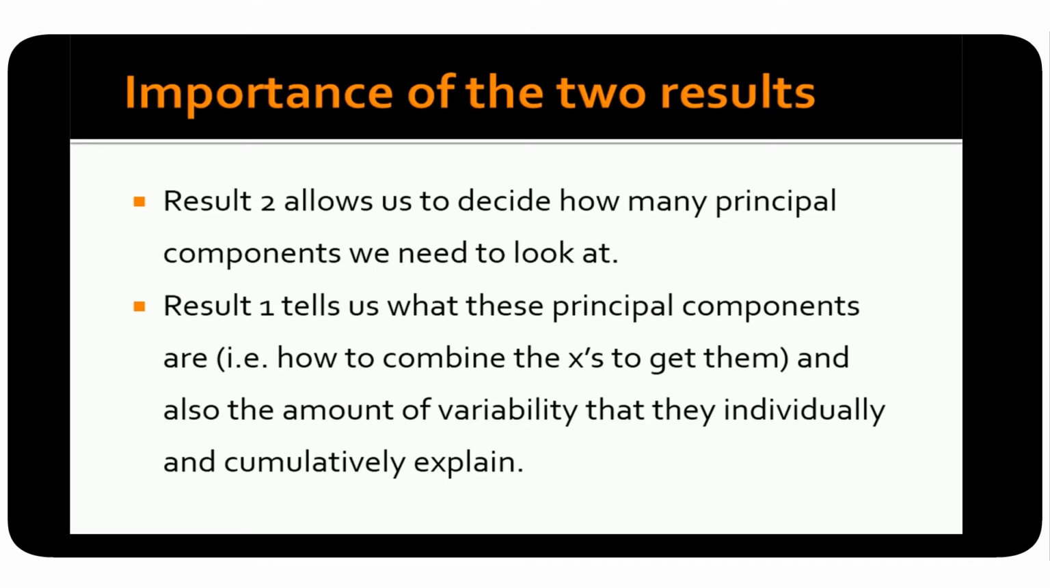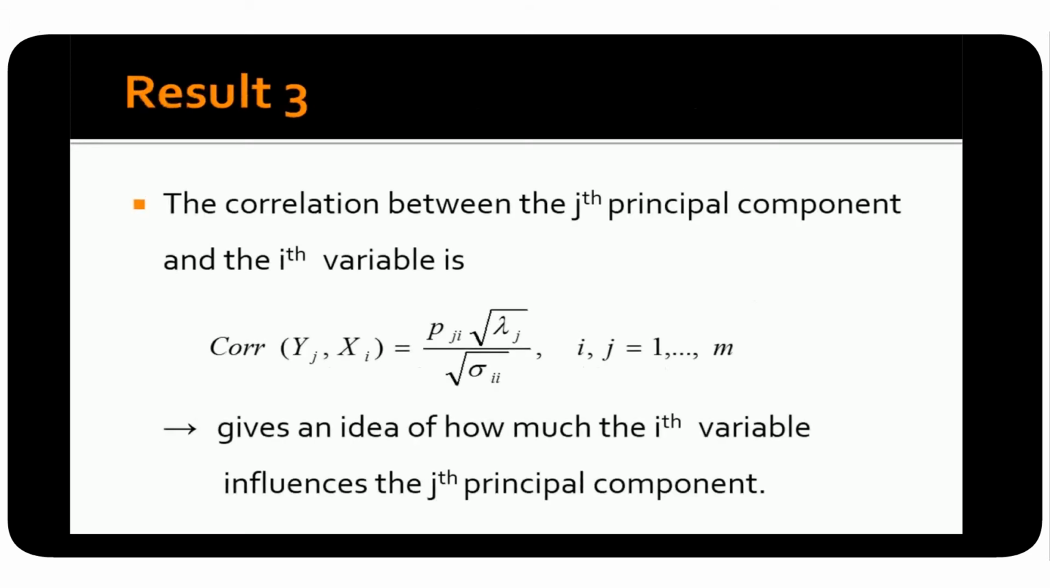So, together these two give us how the principal components can be obtained and how they can be used. So, these are two major results that we have. We have a third result that we can look at, which may be interesting. Now, we have y1 is equal to p1 prime x, y2 is equal to p2 prime x, etc. These are the principal components.